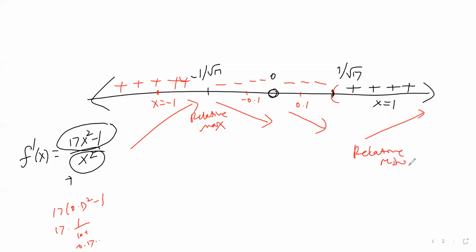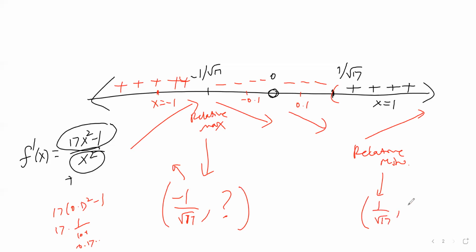You have to find the exact points. So for negative 1 over square root of 17, you need to compute the y value by plugging it into the function. Same thing here, for 1 over root 17, we don't know the y value, so we have to plug it into the original function to find it out. That's pretty much what you need for this problem.